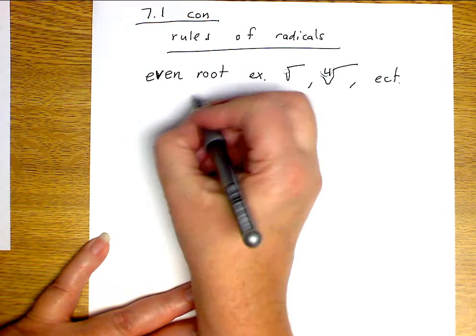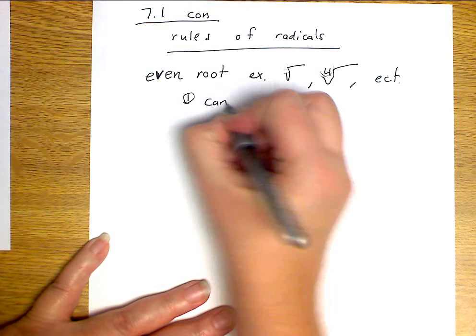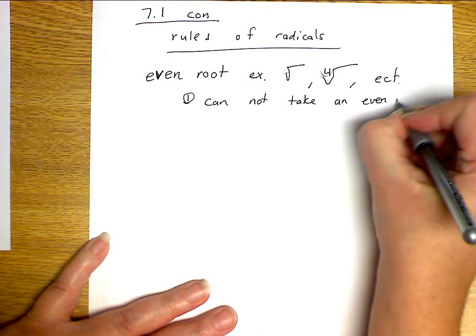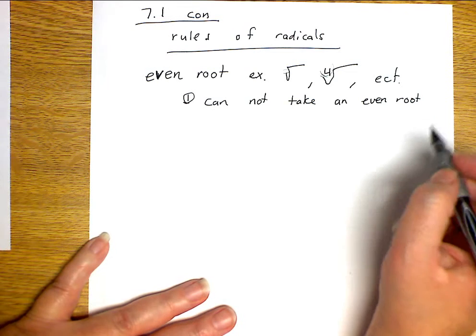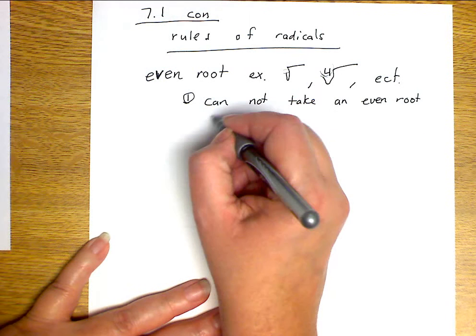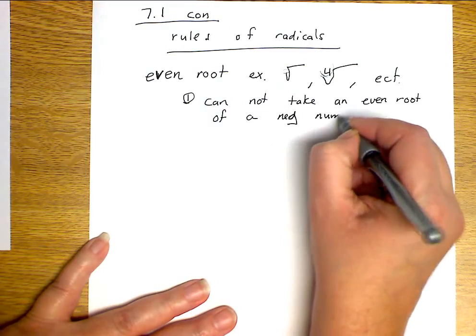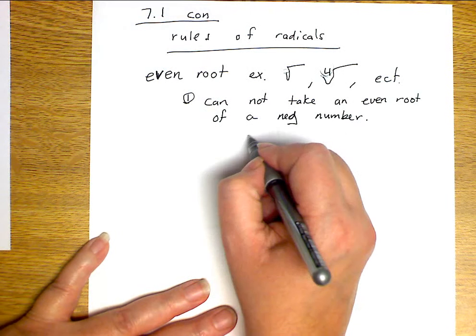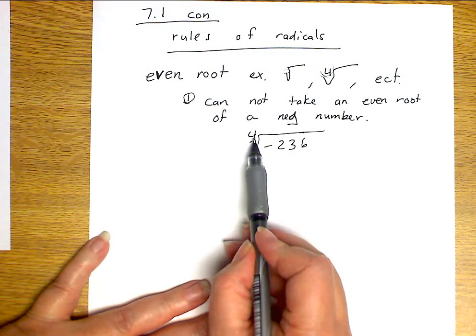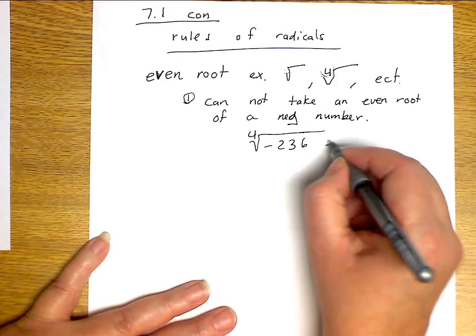The first thing you have to remember is you cannot take the even root of a negative number. We are going to learn imaginary numbers this chapter, but it's only actually with squares. But right now, we cannot take an even root of a negative number. So if I had the fourth root of negative 236, if this is even and a negative is underneath the fourth root sign, all you do is write undefined.